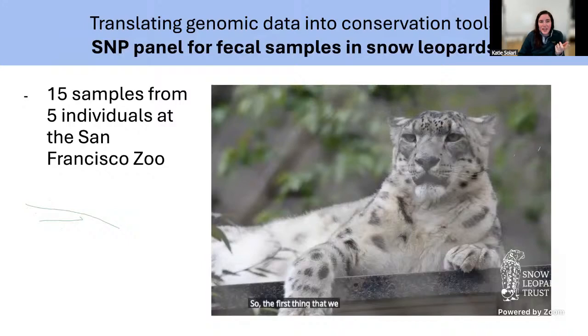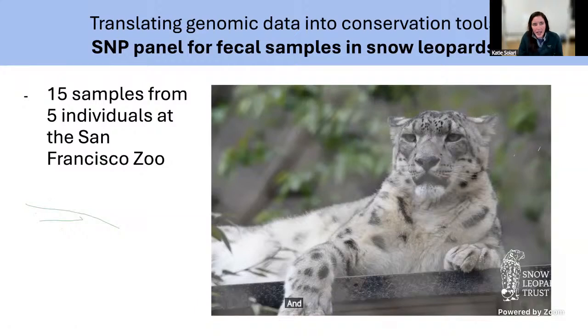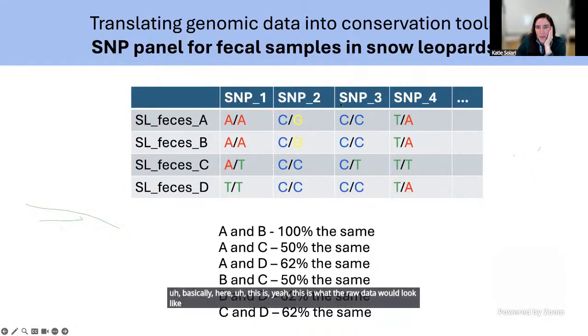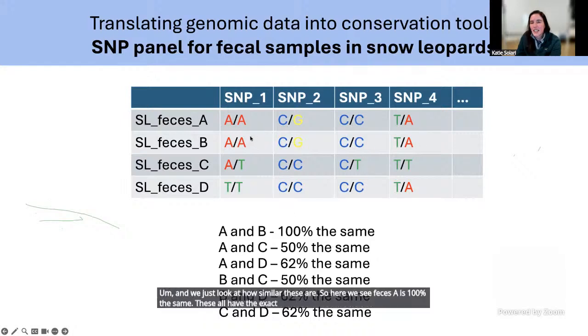So the first thing that we did with the SNP panel was to apply it to scat samples from 5 different individuals at the San Francisco Zoo. To give you a sense of what the data looks like, this is what the raw data would look like, where we have SNP 1, 2, 3, 4 that would go on to 144. Here, this is snow leopard fecal sample A, B, C, D that would go on. And we just look at how similar these are. So here we see feces A is 100% the same. These all have the exact same sequence.